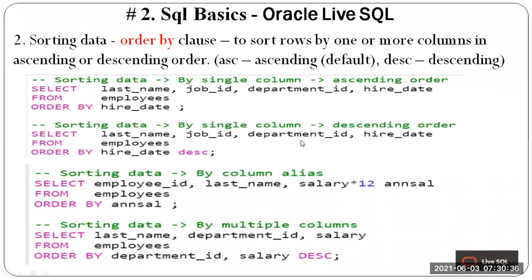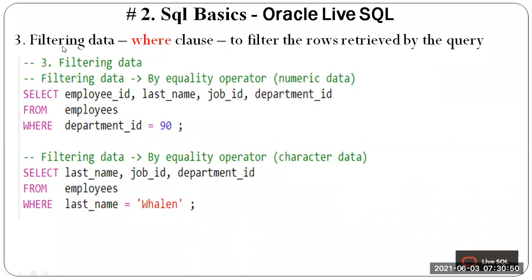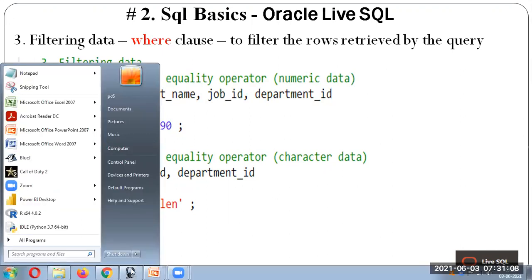So basically, when we talk about sorting the data, it is nothing but arrangement of data. You can arrange it in ascending or descending order. Okay, you can sort it on a single column, on multiple columns, or by column alias. Let's go to the third topic, filtering of data. Filtering specifically means we want a specific set of data. So we can filter it based on the equality operator, on numeric data or on character data. Let's take the department employees table and we want a particular department ID. Okay, so let's try that.